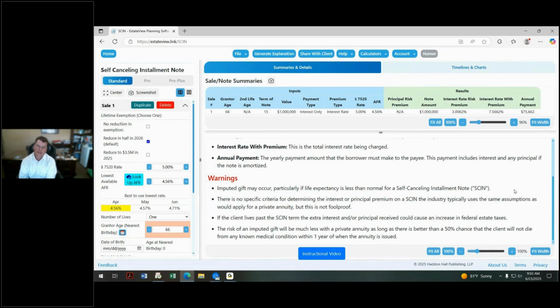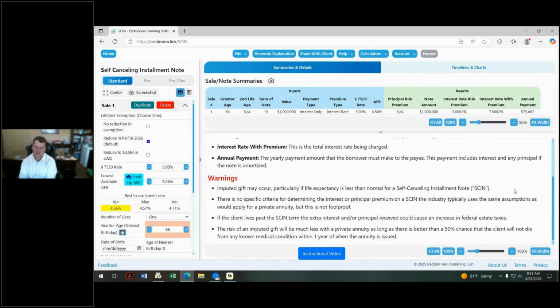The SCIN tables themselves are based on actuarial numbers, based on the averages for an individual at a certain age, and it does not take into account factors such as lifestyle or diagnosis or other things. So if you are in a situation where you're planning for a client who's got a reduced life expectancy, you might be in a situation where you're making a gift. It's something you need to look into.